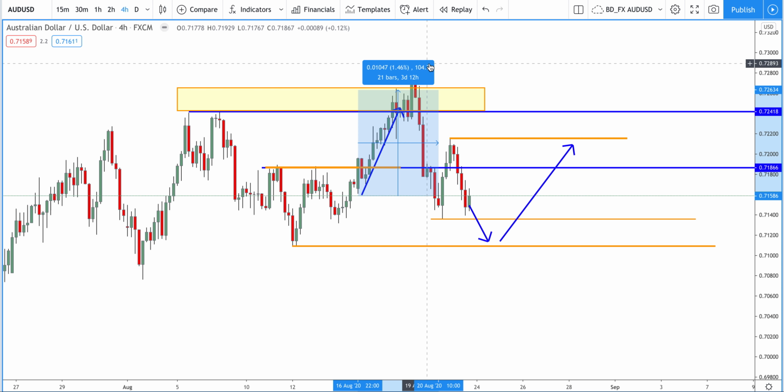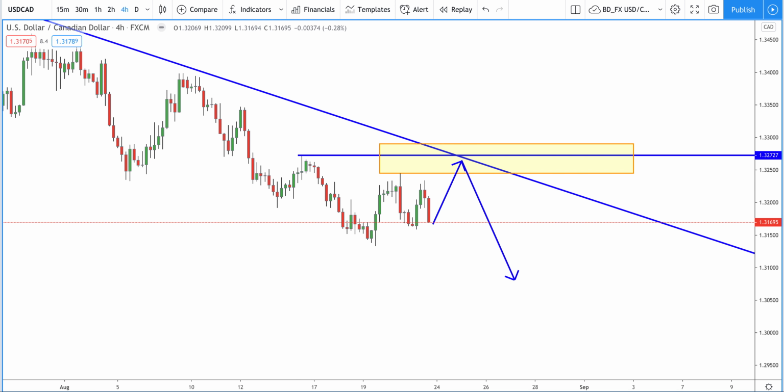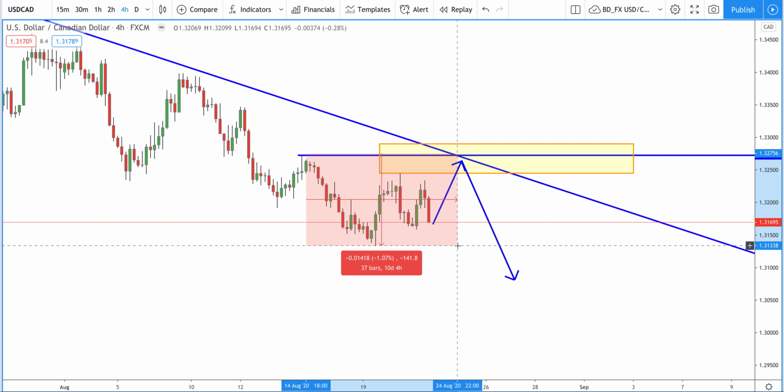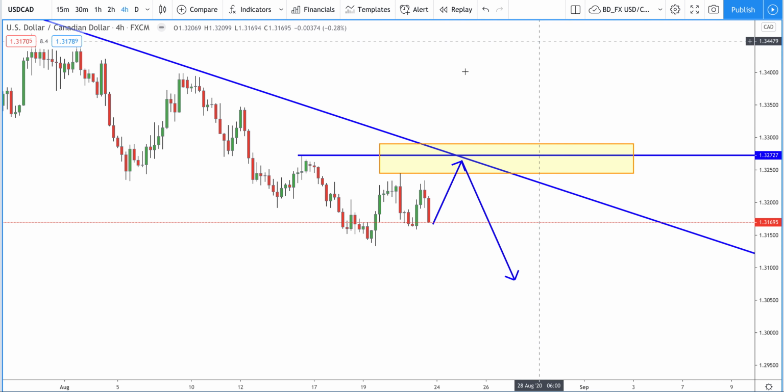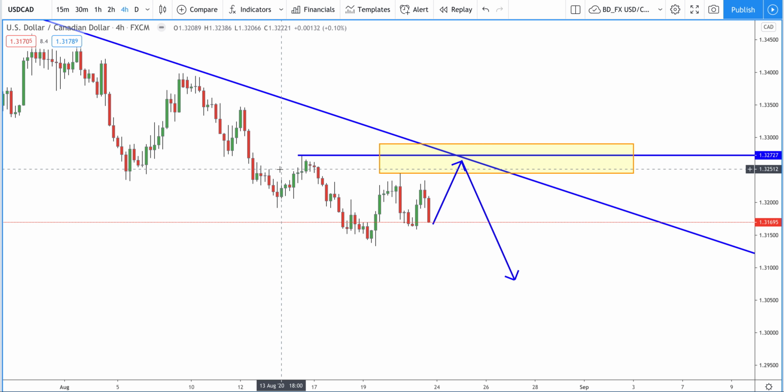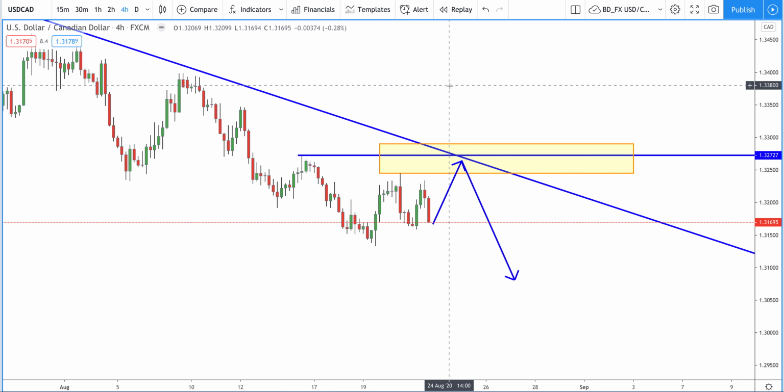There was a 100 pip move there with Aussie dollar to the upside, and a 100 pip move down on USD CAD, or 150 pip move to the downside. So remember, I kept saying that there's only going to be a sell-off. I only looked for sells on USD CAD last week, so that hopefully prevented anybody from taking long trades, but also helped you take the short.